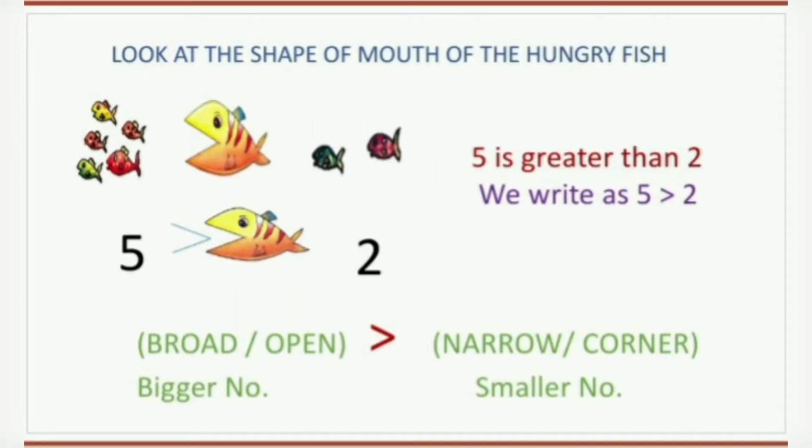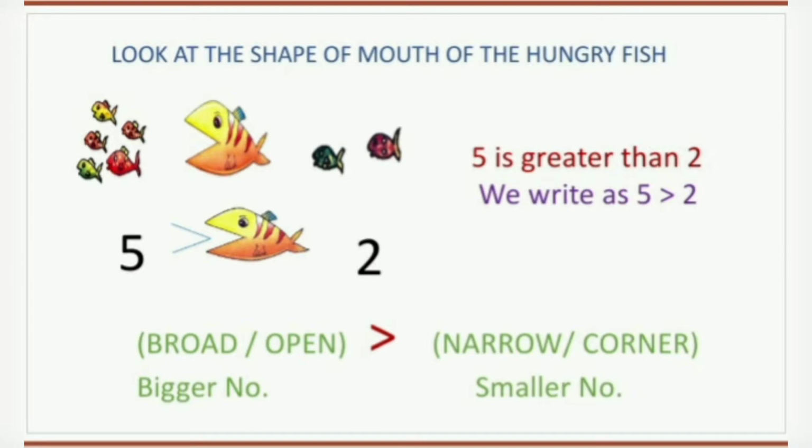Now, see this slide. It will help you learn how to insert the symbols in a proper way. Look at this shape of the mouth of the hungry fish. You know that when a person is hungry, then he eats more. Okay? Now, on the left hand side, you can see five fish are shown, and on the right hand side, two fish are shown.